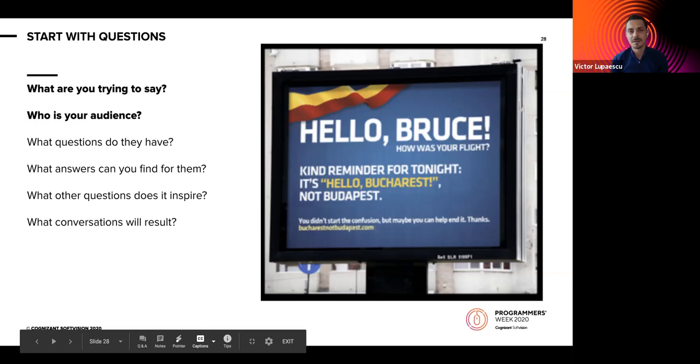And another set of questions that are important is what questions do they have? Because once you know your audience, you might think about what questions they have. What answers can you find for them? What other questions does it inspire? And what conversations will result? It's a really important thing here. Whenever you see some data, it can spark a discussion, a conversation about it. So be careful how you show it in order to spark the right conversation.